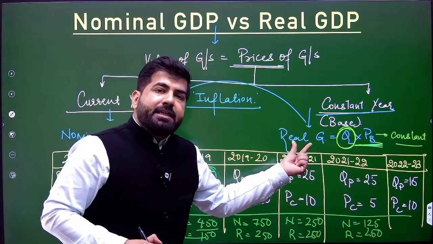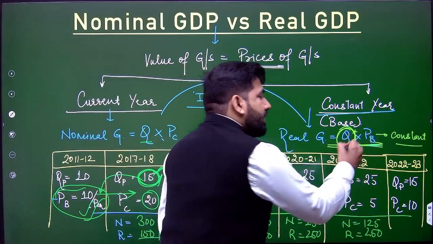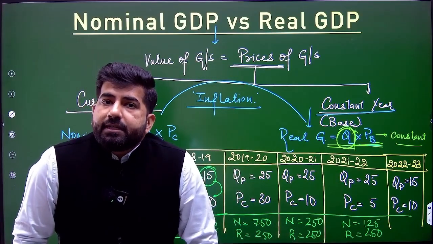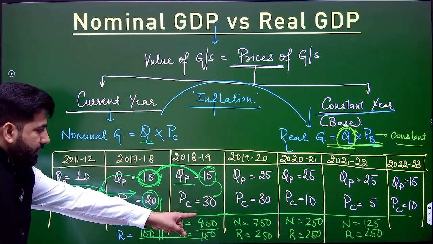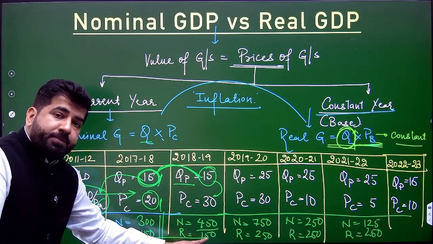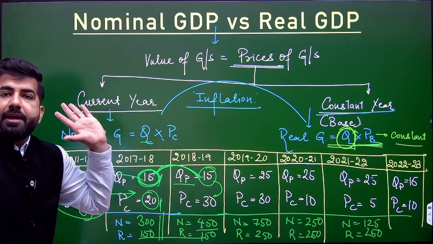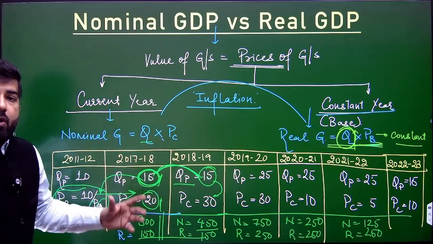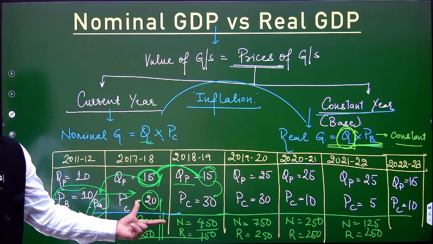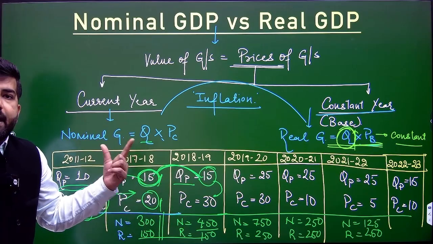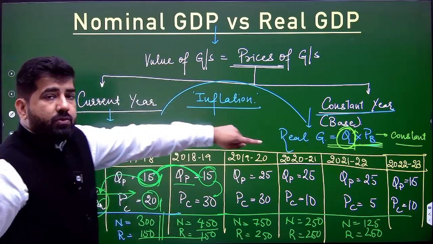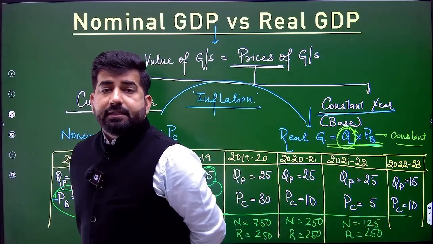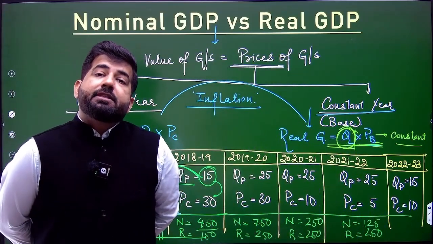So that means real GDP will change only and only if quantity gets changed. Yes or no? I hope you are getting this. Now in this scenario, when the quantity has remained the same, you can observe real GDP has remained the same. Can you see that? This is the concept I was talking about, that real GDP changes only with the change in output. This is the second observation.